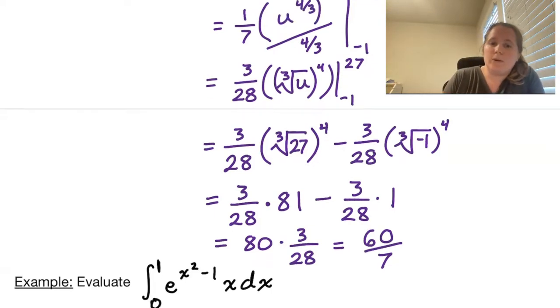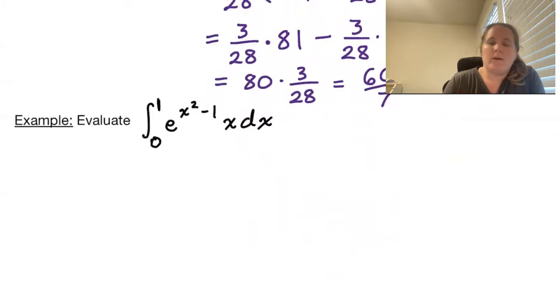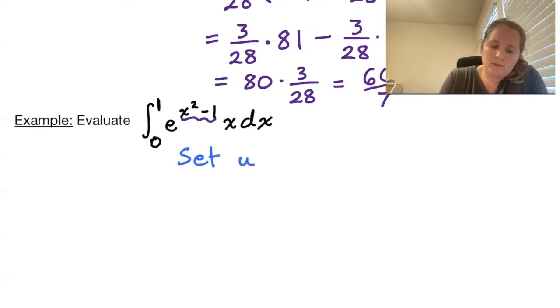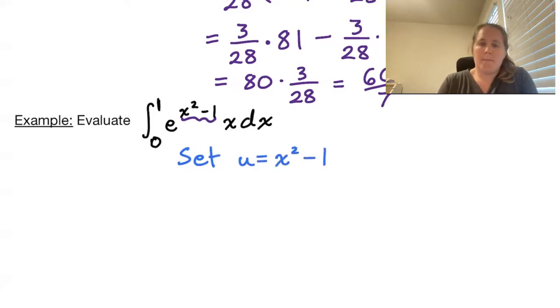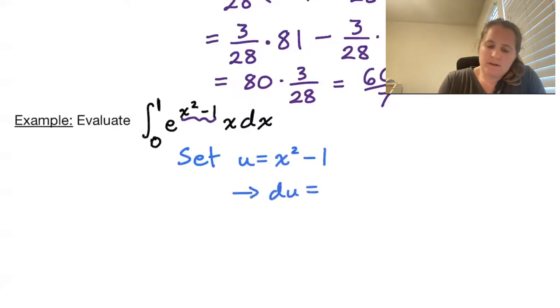Let's go ahead and do one more. So if we want to evaluate the definite integral from 0 to 1 of e to the x squared minus 1 times x dx, here's our composition. So we'll set u equal to x squared minus 1. Then we have du is equal to 2x times dx.